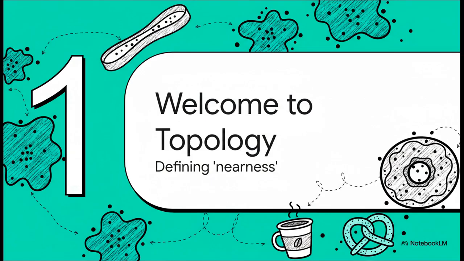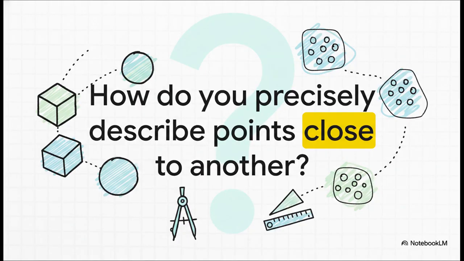The very first hurdle in topology is taking something that feels totally obvious, like points being close to each other, and making it rock solid. Because close is kind of slippery, right? How do we nail that down with mathematical precision? I mean, really think about it. You can't write a proof and just say, well, these points are kind of close. It just doesn't work. You need a real tool, a precise definition that leaves zero room for doubt, and works whether you're on a line, in a plane, or in some crazy high-dimensional space.